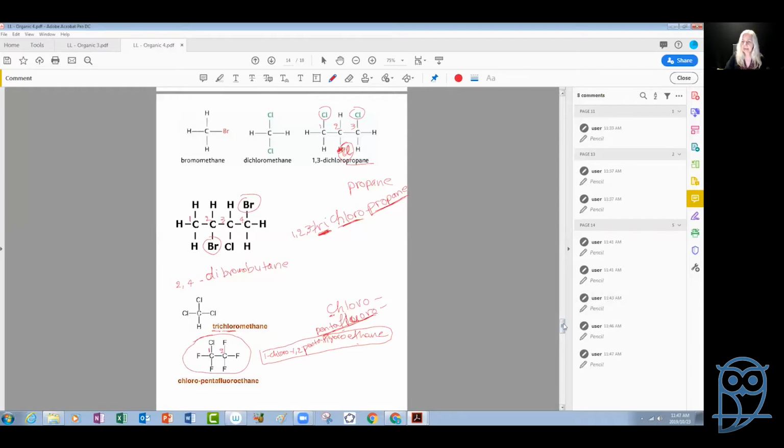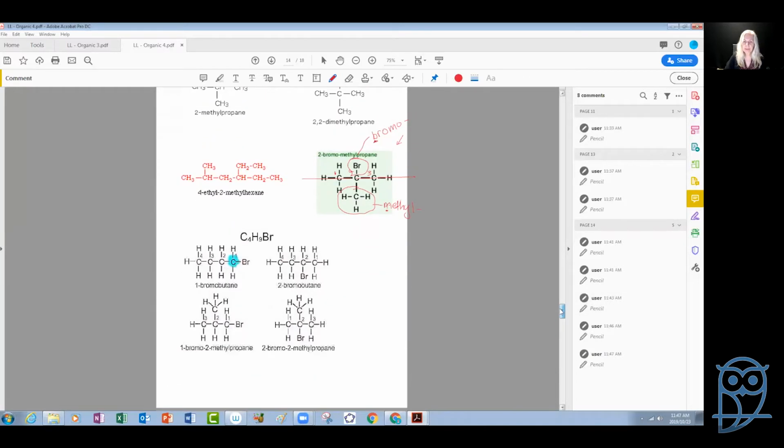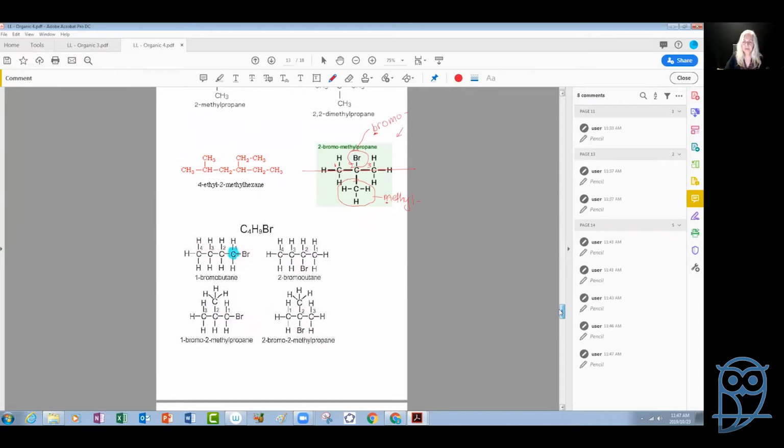Now, let us look at these 4 examples. All these 4 compounds are different compounds, as you can see. Not very different, but they are different. They have the same molecular formula, all 4 of them: 4 carbons, 9 hydrogens, and 1 bromine atom. But look at how they are arranged.